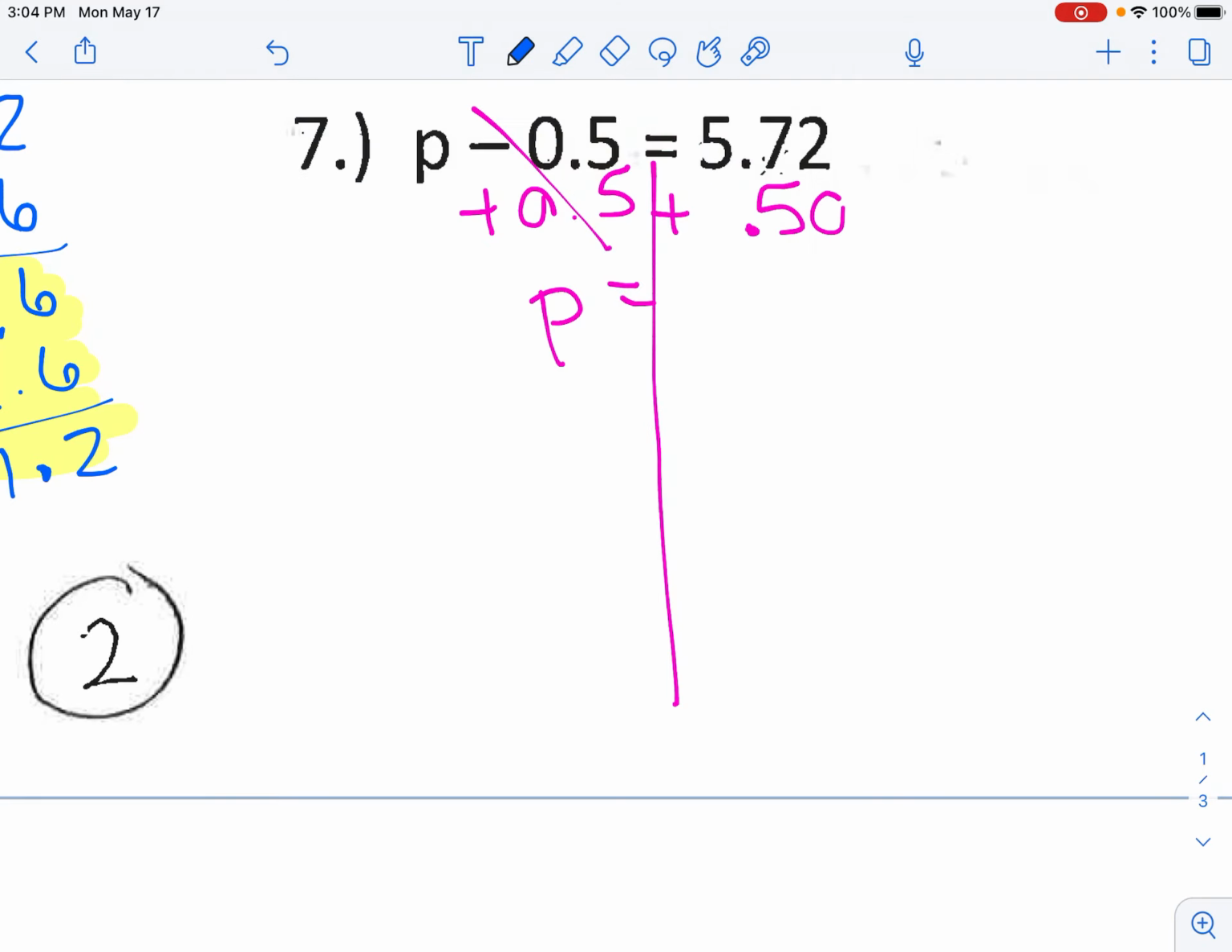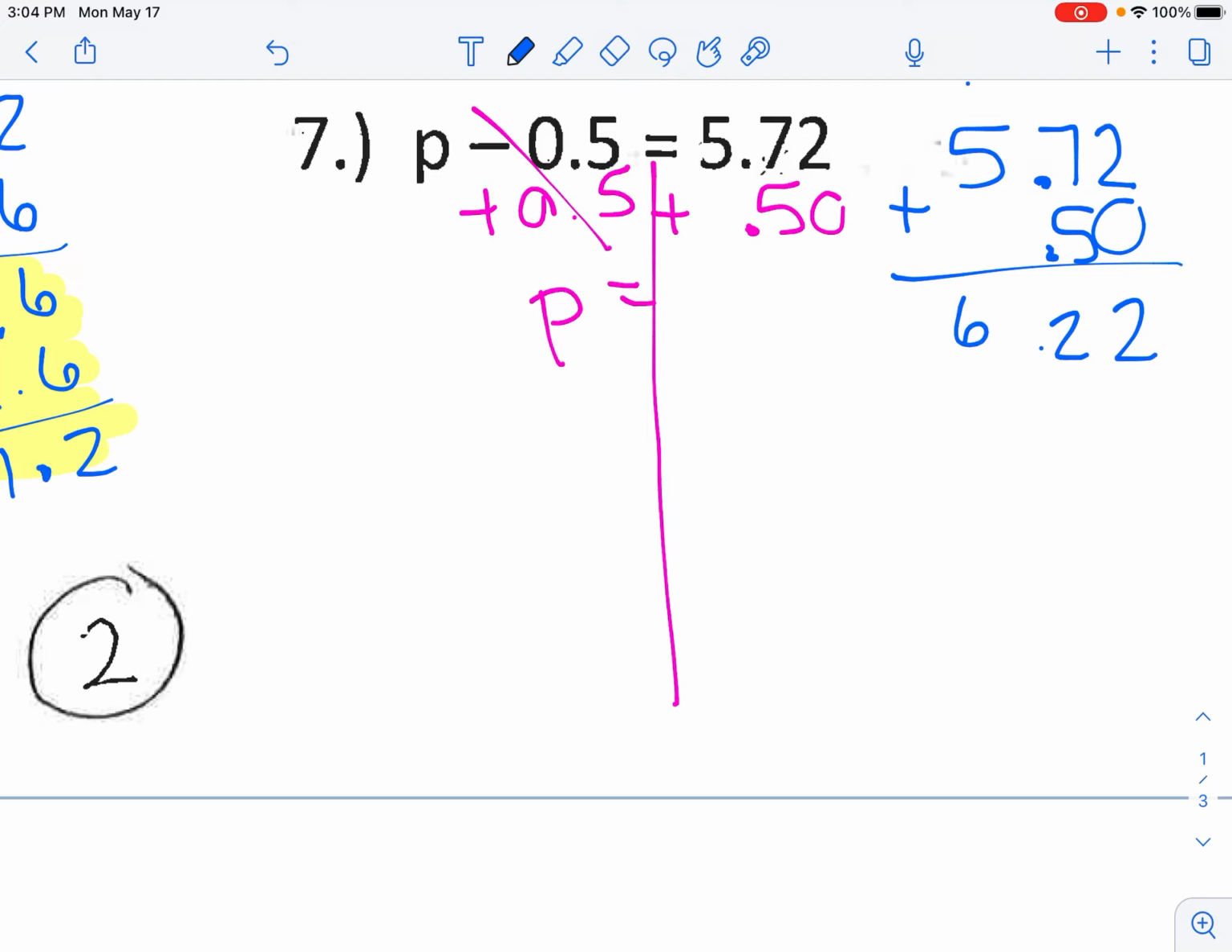So over here, I'm going to line up my decimals. I have 5 and 72/100 plus 5/10, which I'm calling 50/100. So 2, 2, 1, and 6. So P equals 6 and 22/100. Put a box around your answer.